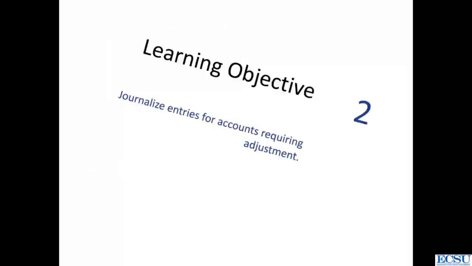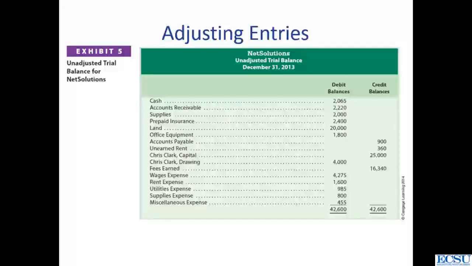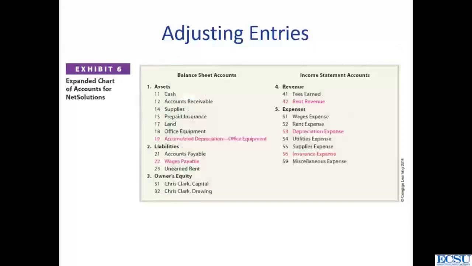Okay, now the next learning objective that we'll be taking up is the entries for requiring adjustment. We'll just take some examples and then we'll do a problem. So this is the unadjusted trial balance we have prepared in the previous chapter. Now what we need to do is the adjustments, and as you can see, all those red accounts are those that are added because of the adjusting process. So you'll have to update your chart of accounts accordingly.